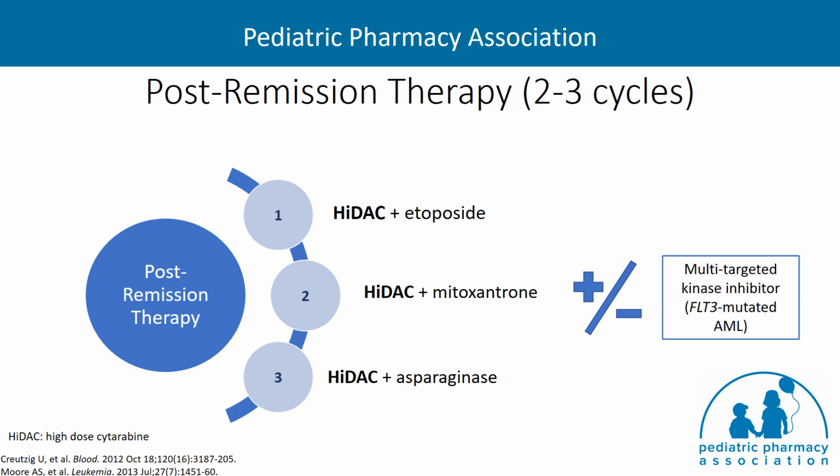All of these various cycles then may be combined with a multi-targeted kinase inhibitor, all depending on the patient's baseline FLT3 mutation status. And then again, depending on patients' risk stratification, they may also proceed to an allogeneic hematopoietic stem cell transplant, depending on what their initial risk stratification was.